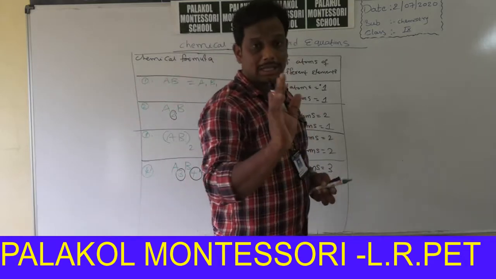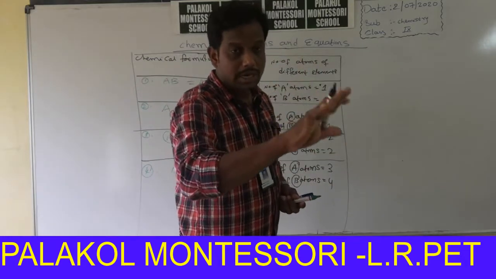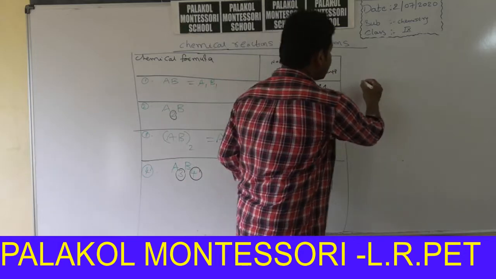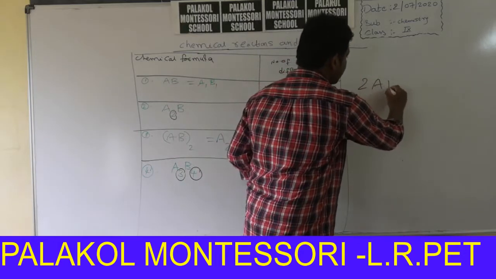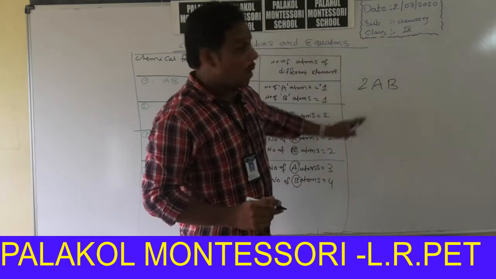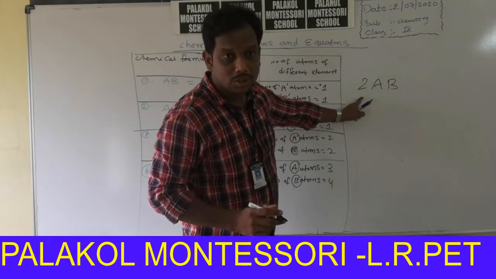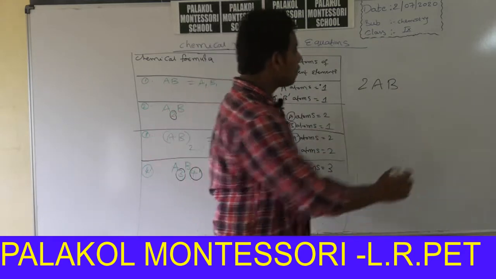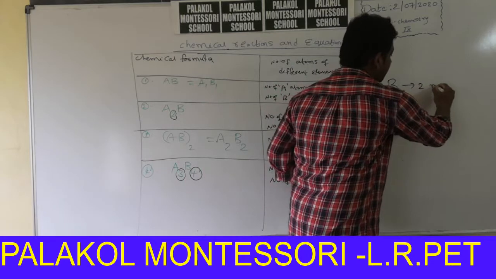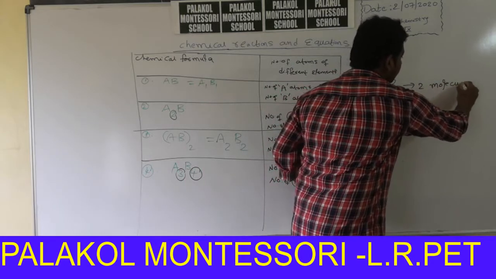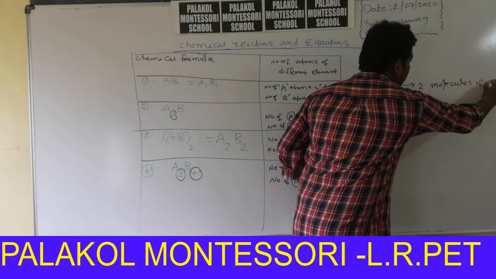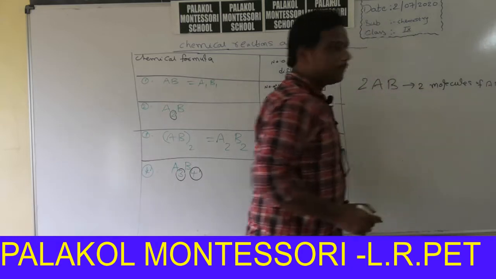Now I will explain stoichiometric coefficients along with subscript. Let us imagine 2AB. What is the significance of this 2? 2AB means 2 molecules of AB.